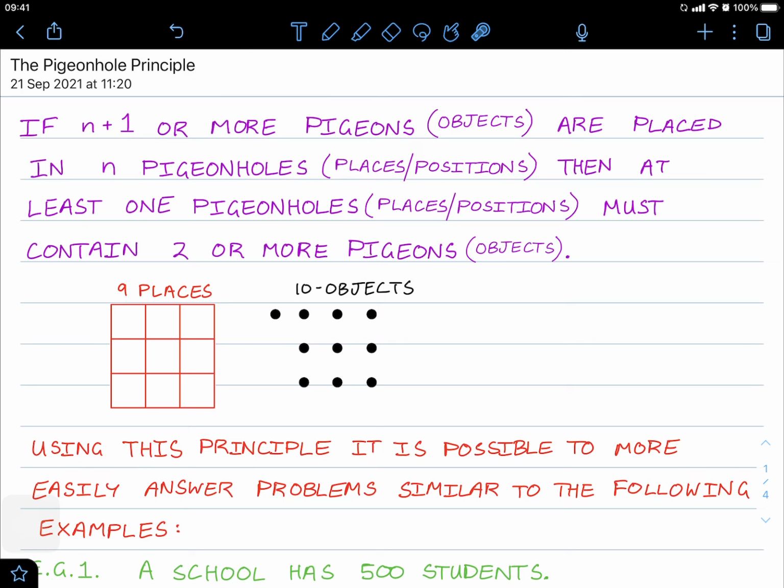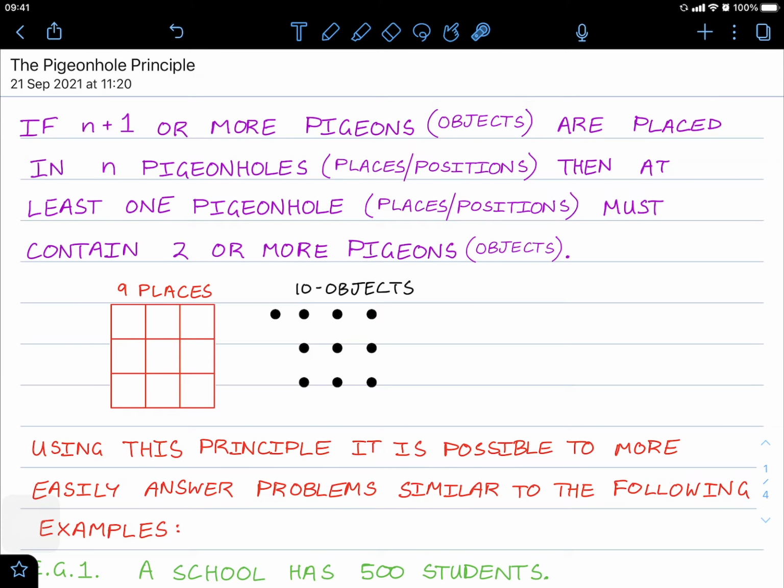The pigeonhole principle states the following. If n plus 1 or more pigeons, or more loosely just objects, are placed in n pigeonholes, or places or positions, then at least one pigeonhole must contain 2 or more pigeons or objects.